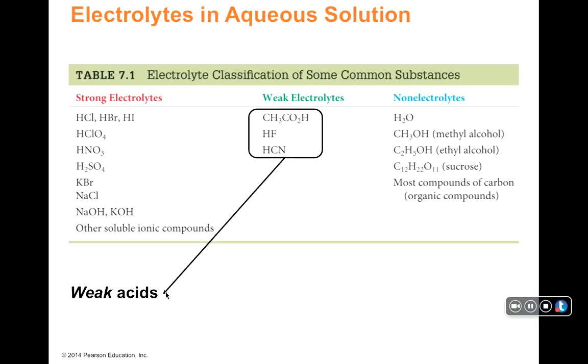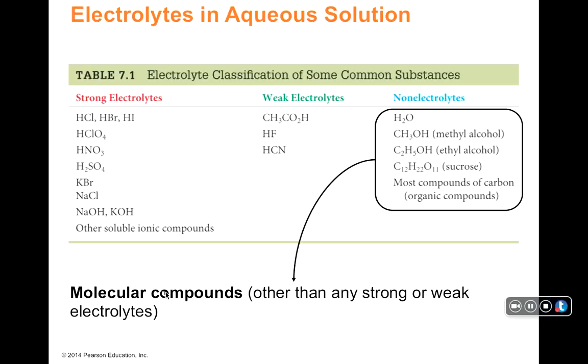Weak acids, and there's just a couple listed here that you should know, are weak electrolytes. And then molecular compounds typically are non-electrolytes, like sucrose as the example before. Most compounds that are organic in nature are non-electrolytes. So methanol, ethanol, you also see listed here, would be considered non-electrolytes.